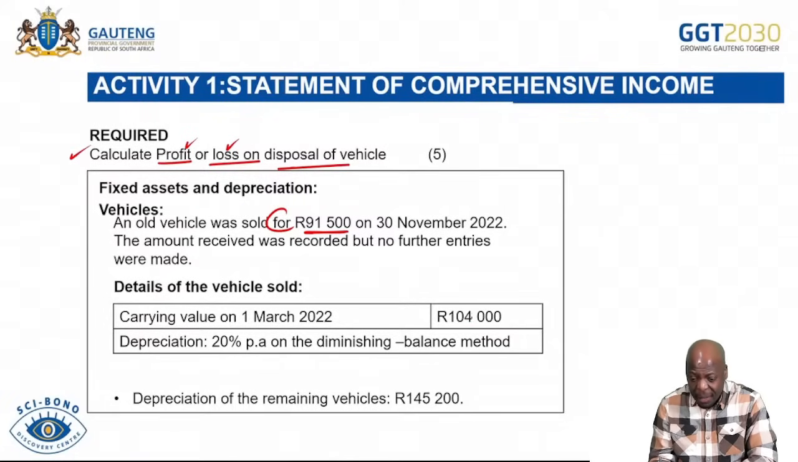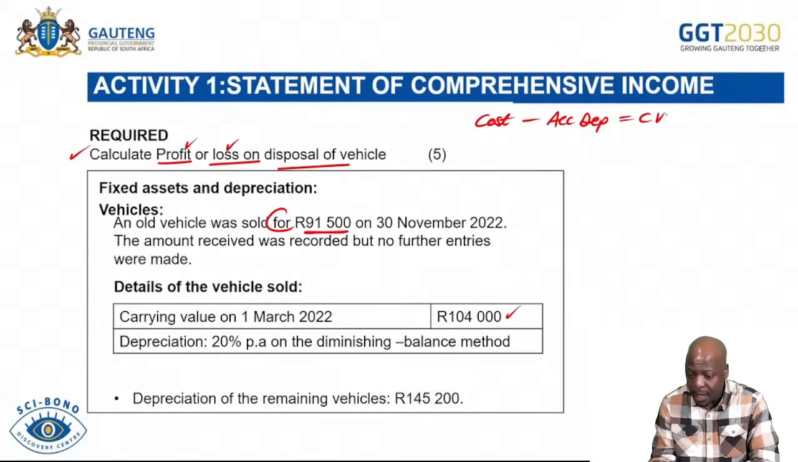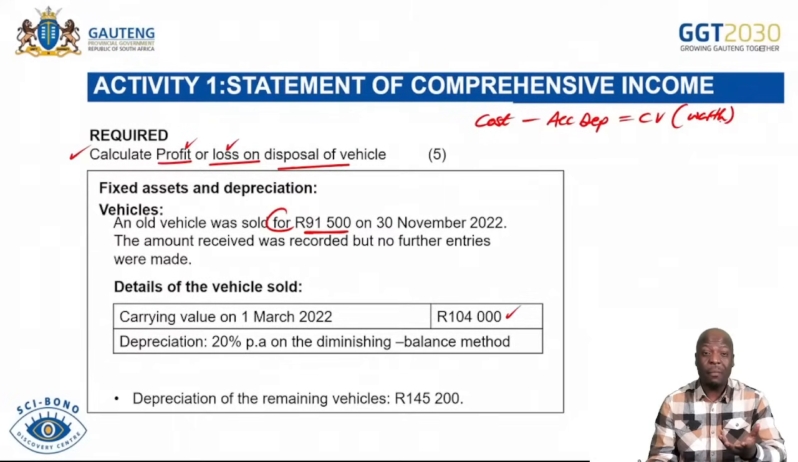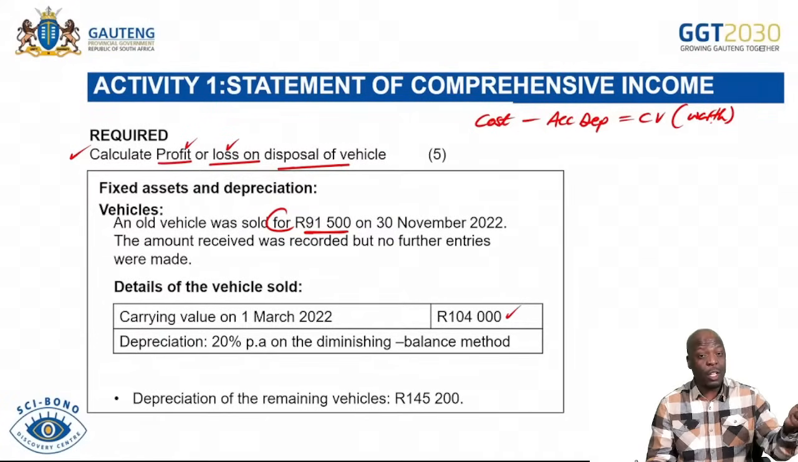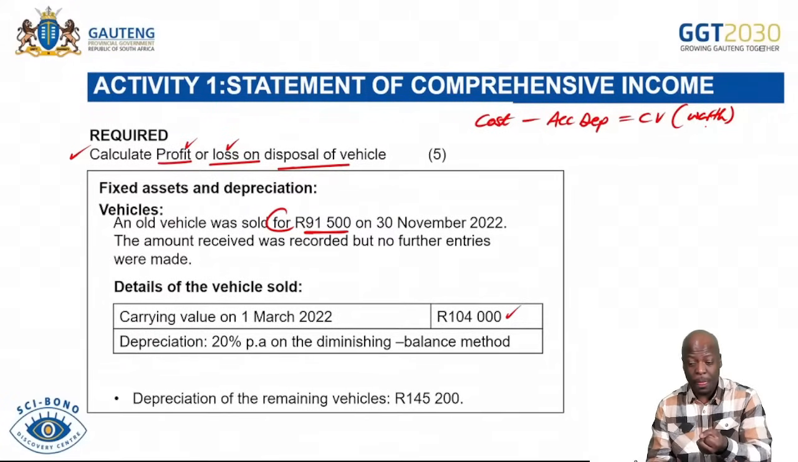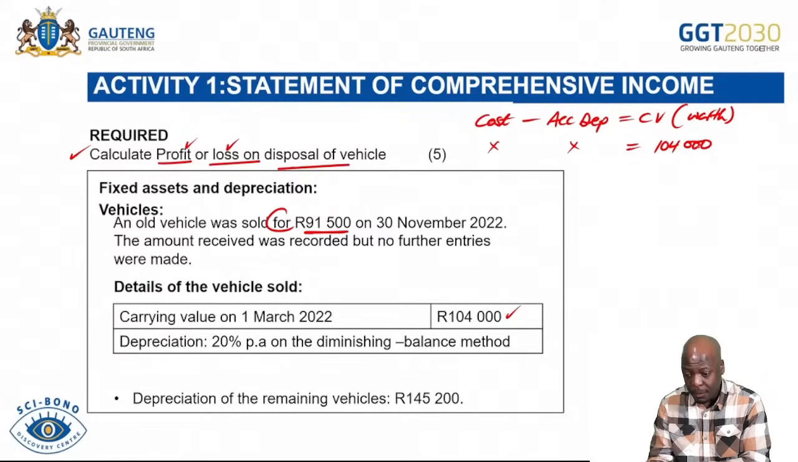Okay, so we have the carrying value, which is 104. What is carrying value? Carrying value is cost minus accumulated depreciation. When we talk about carrying value, we're simply talking about the worth of an asset. How much is the asset worth? How much is its value presently? When we look at the cost, we subtract accumulated depreciation. So we were not given the cost, we were not given the accumulated depreciation, but we're given the carrying value of 104,000.